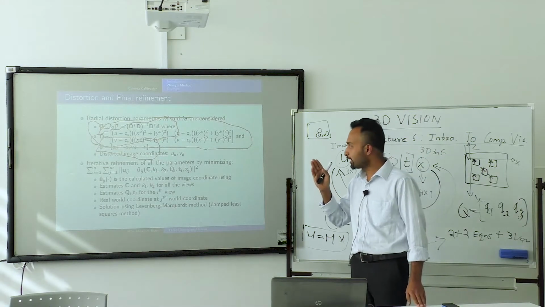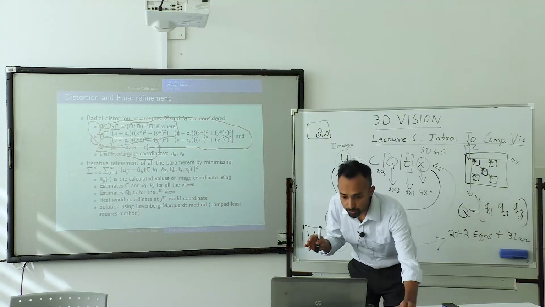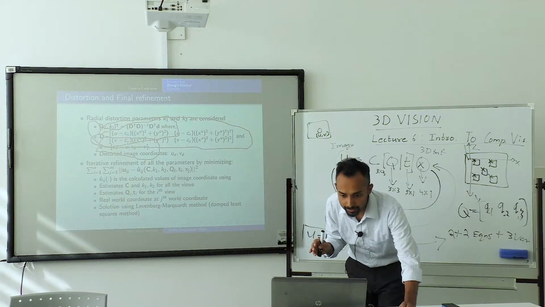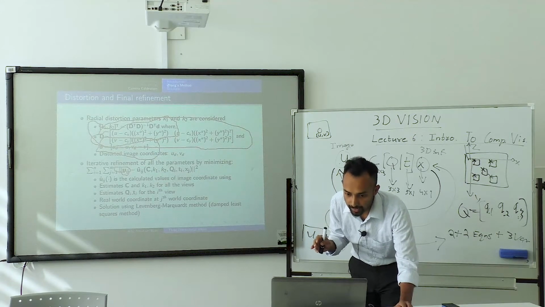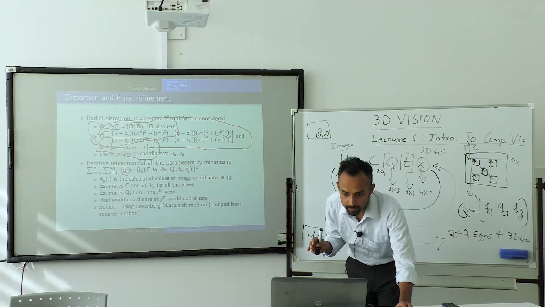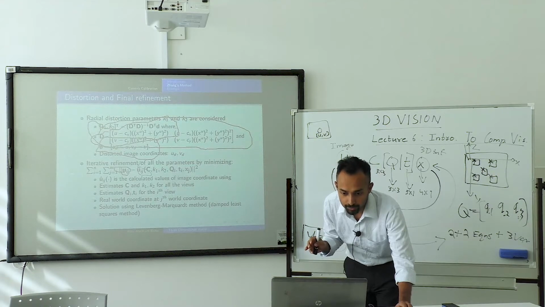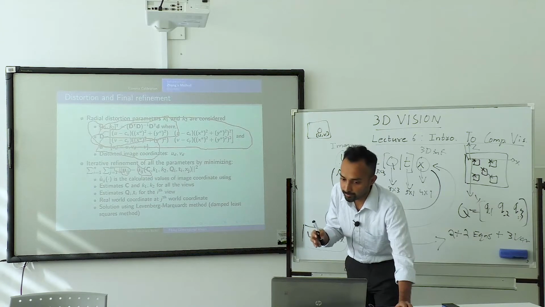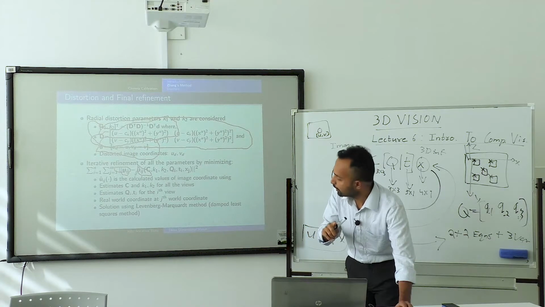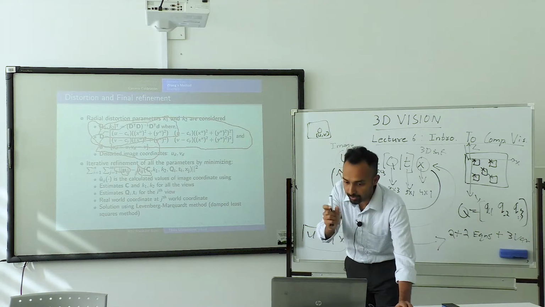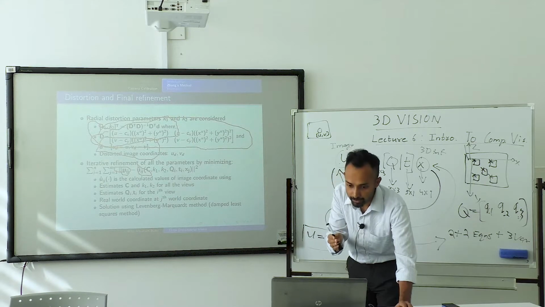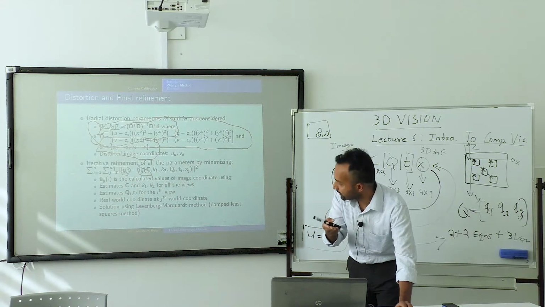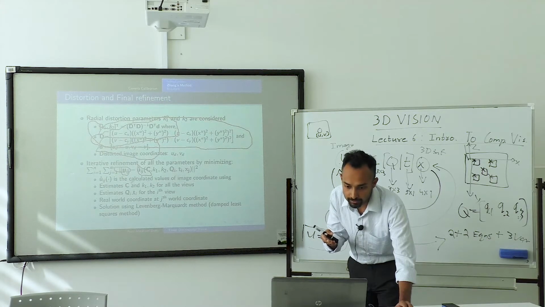So if you have multiple images, you have the real coordinate which you have measured from the image, and then you have the calculated coordinates which you calculated using your estimated parameters, but these two are not the same, so you will have a particular value when you subtract them. The calculated coordinate is a function of C, K1, K2.